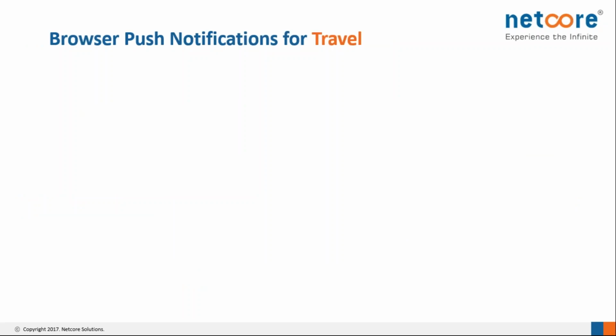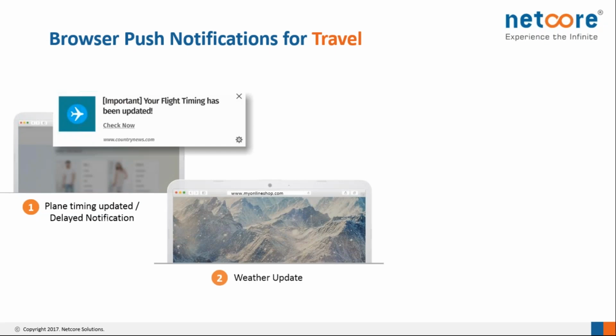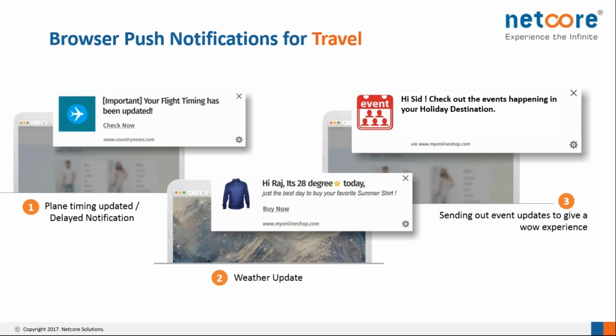Next, we talk about browser push notifications for travel. As you can see, the travel industry is also adopting browser push notifications. There are a few things we can do with these use cases, for example, a flight being delayed. Although it is very important to send an email and SMS communication, around 55 to 60% of users are always online. So maybe this can also be one of the communications you would want to send, where you tell the user that the plane timing has been updated or delayed.